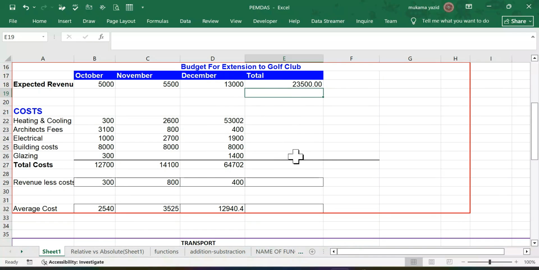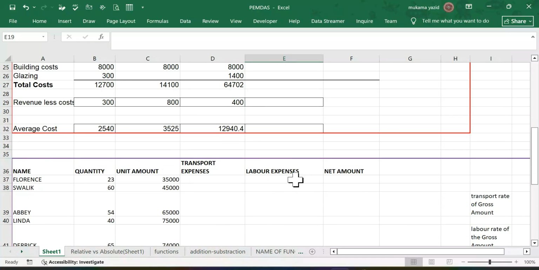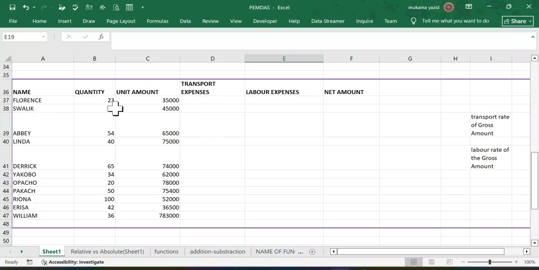Or you can just click there, equal sign, sum, then you select it, then you select the values. But for me, I can just use auto sum. It will just understand, it will select for me automatically, saving time. So this is question 3. They give us name, quantity, unit amount, transport, labor expense, and net amount.